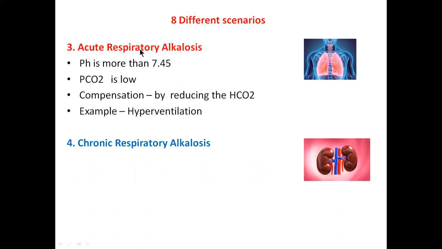So, respiratory alkalosis. The word alkalosis implies the pH is more than 7.45. So, what should happen to the CO2? It will be low. What will be the way for us to get the blood more acidic using bicarb? We have to reduce the bicarb. And a common example would be hyperventilation. Okay.